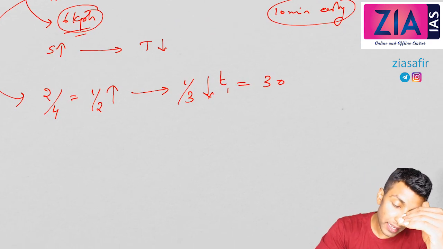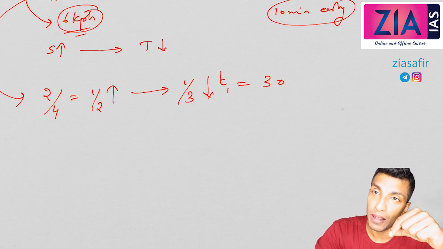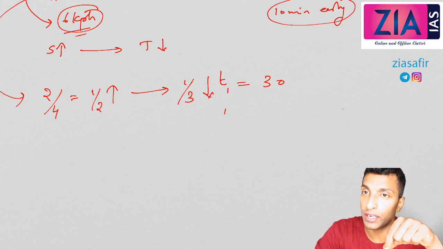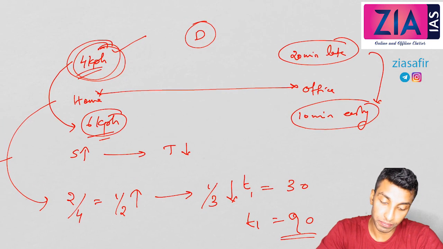So this time is, let's mark it as T1. You can find that T1 because from there only this 30-minute reduction has happened. So what is T1 now? That is 90.